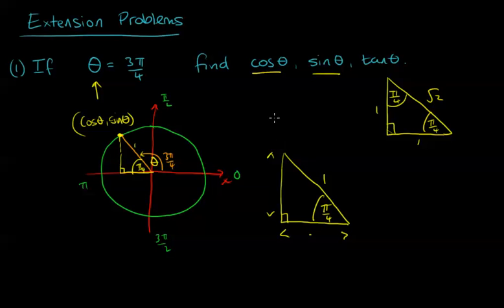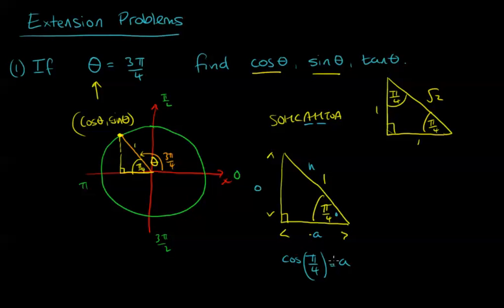If you use SOHCAHTOA, this is the angle of interest. Let me do it in a different color. This is the angle of interest. This is your opposite, this is your adjacent, and this is your hypotenuse. Well, we're trying to find the adjacent, and we've got the hypotenuse. So this is going to be cos pi over 4, which is the angle, and that equals the adjacent divided by the hypotenuse. Well, the adjacent divided by 1 is just the adjacent, so that's cos pi over 4.